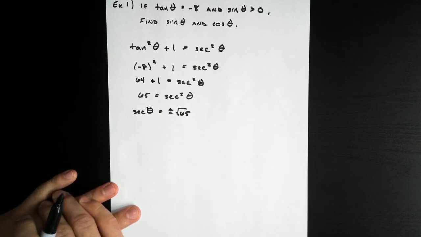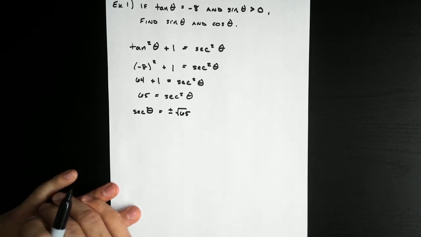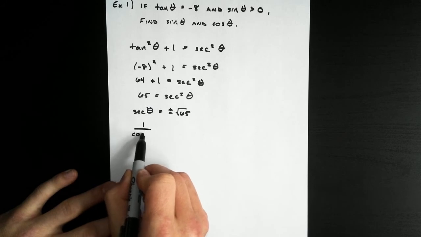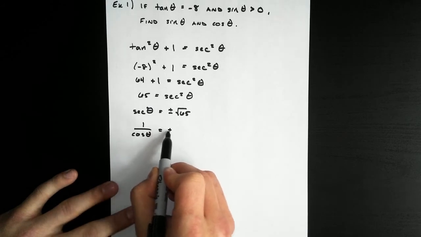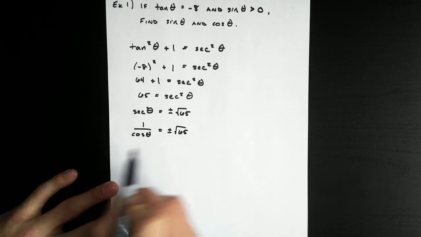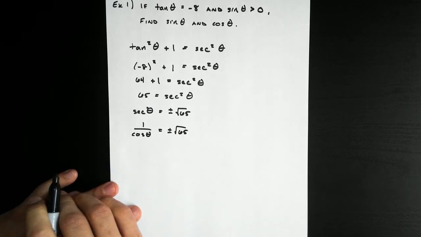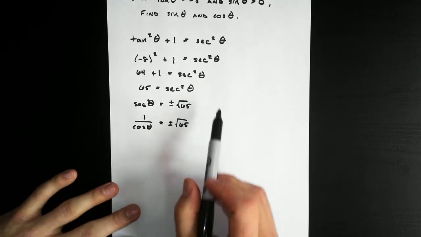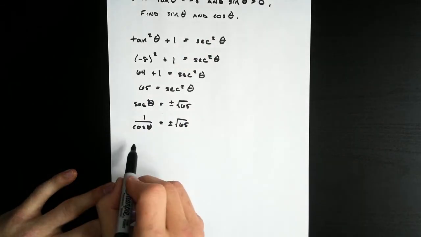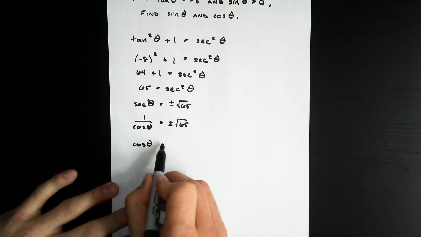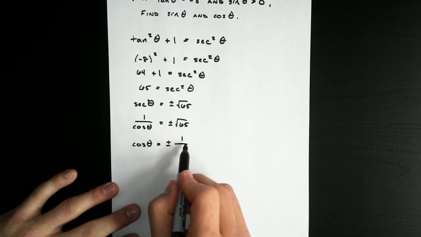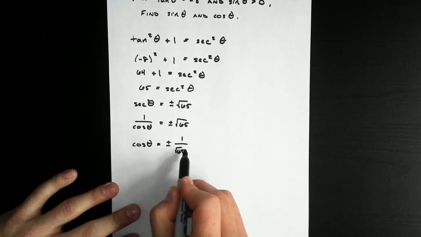Now, from our reciprocal identities, we know that the secant is the same as 1 over cosine. So this is 1 over cosine of theta. Now, let's flip both sides of this equation so we can get our cosine, which is one of the values we want to find. So the cosine of theta is equal to plus or minus, and the reciprocal here is 1 over the square root of 65.